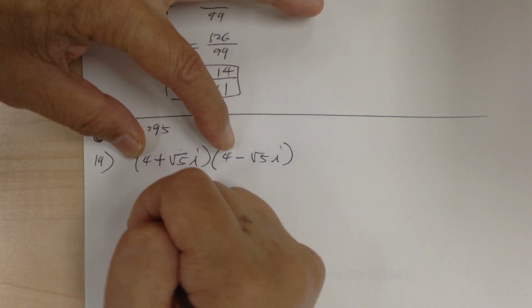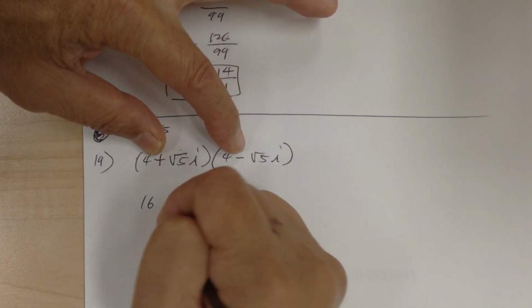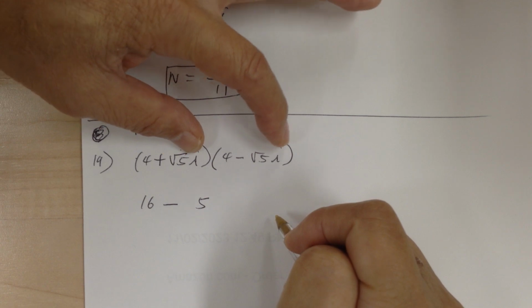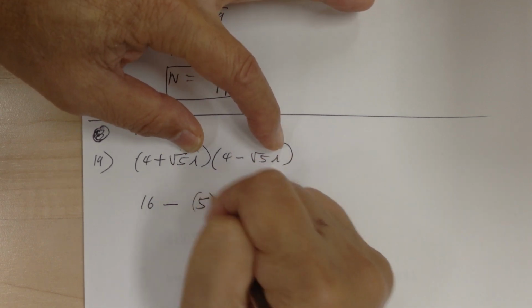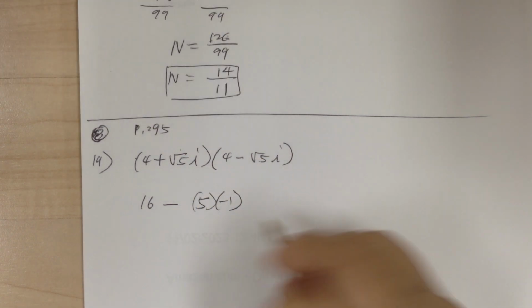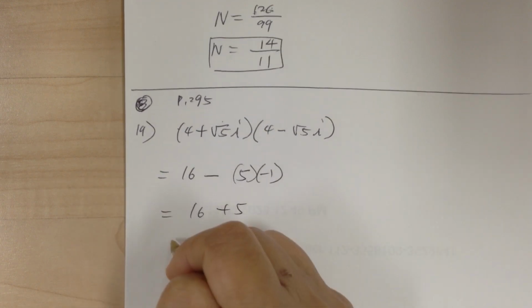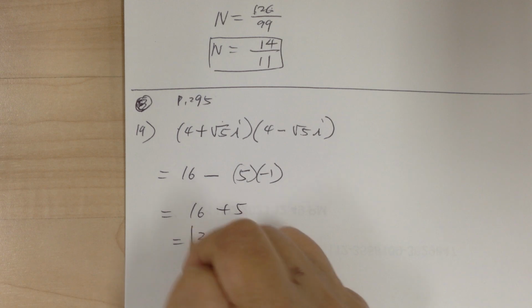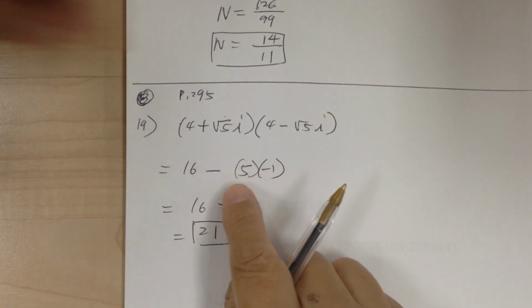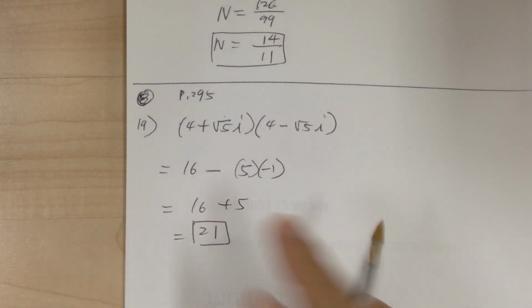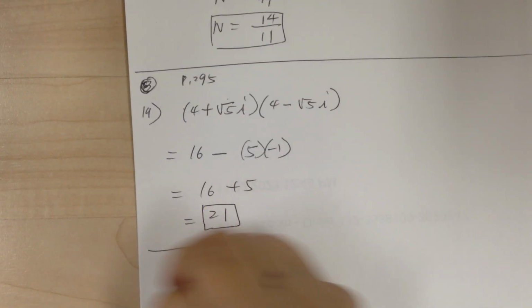So 4 times 4 is 16. Plus times minus is minus. Square root of 5 times square root of 5 is 5. i times i is negative 1. Okay, so this will equal 16 plus 5, and this will equal 21. So 16 minus 5 times negative 1, and then you just do that.